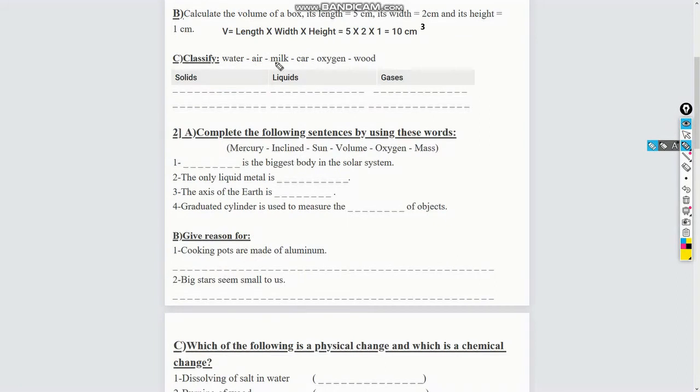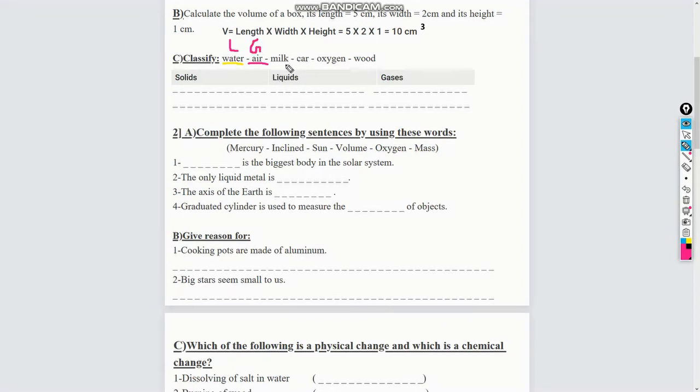Classify each word from these examples and see which one fits solids or liquids or gases. First, let's start with water. Water is what? Is it a solid or a liquid or a gas? Yes, water is a liquid. What about air? Is it a solid, liquid, or gas? It is a gas.